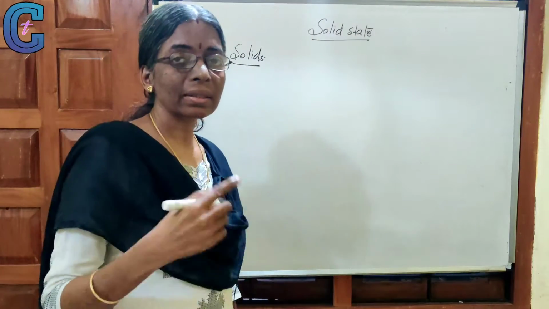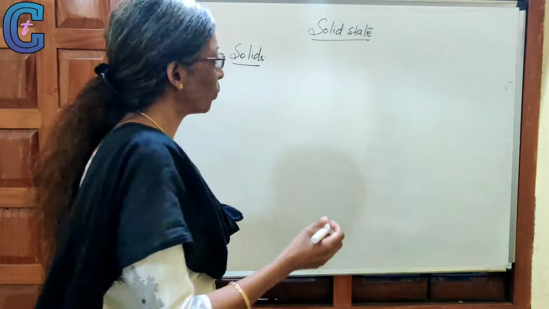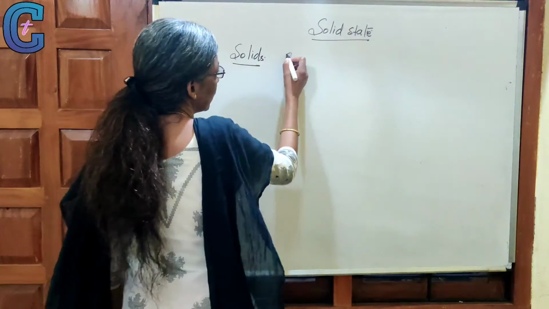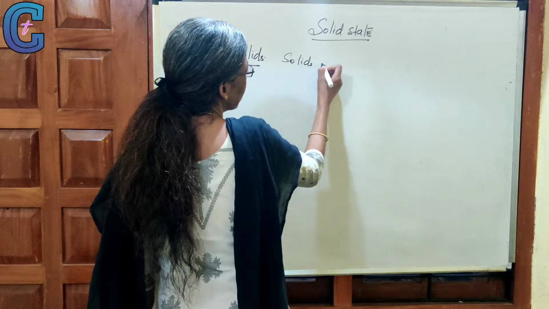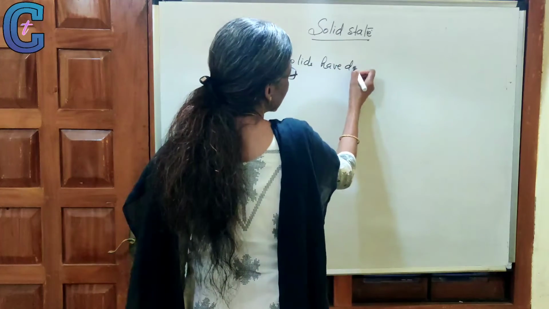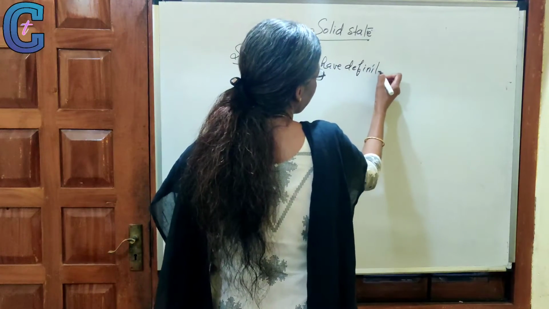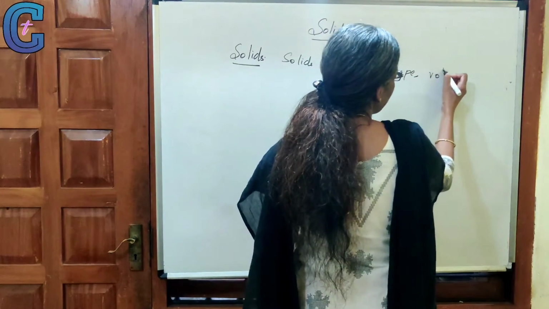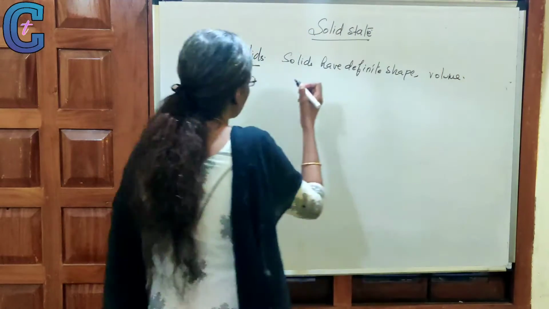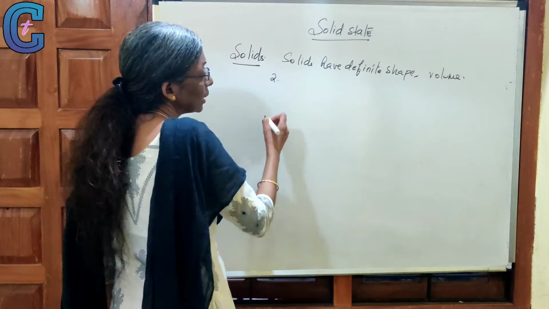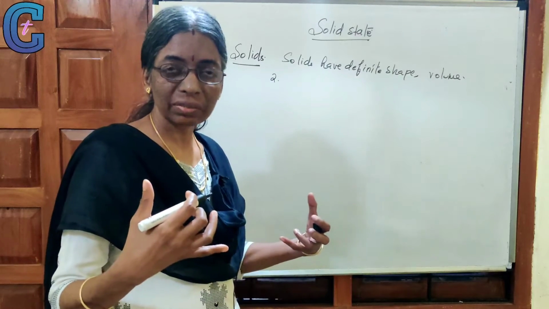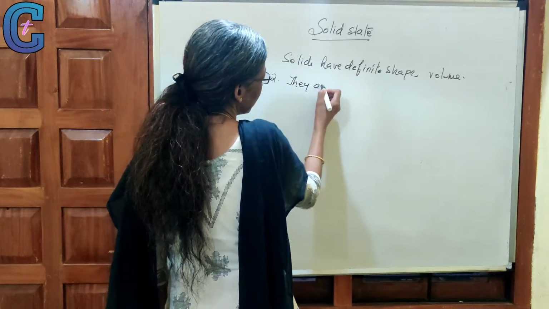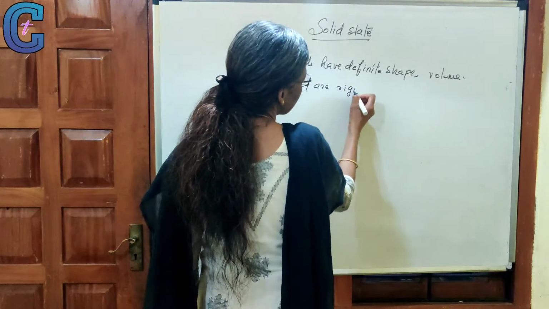So what are the characteristics of solids? We studied already, solids have definite shape, definite volume. Second one is intermolecular force of attraction is very strong. They are very rigid.